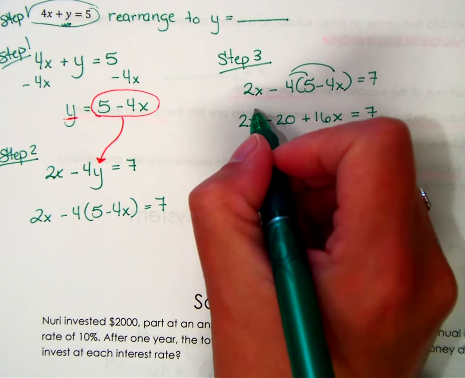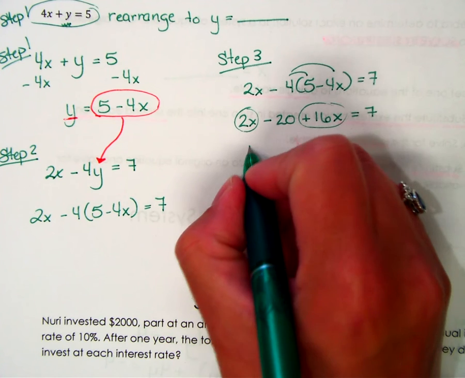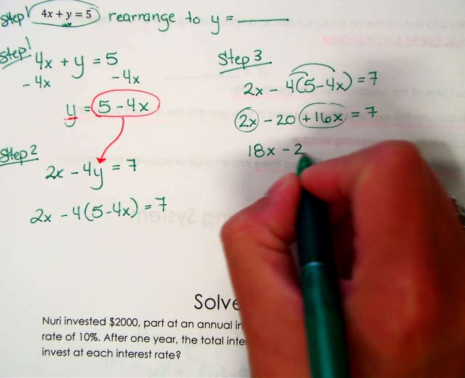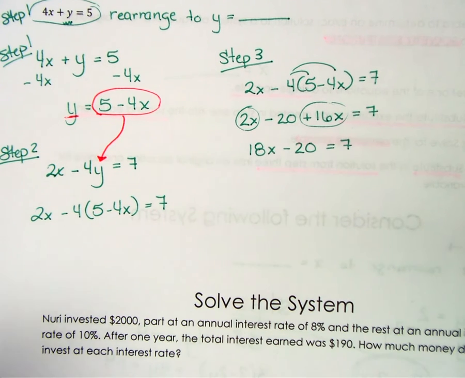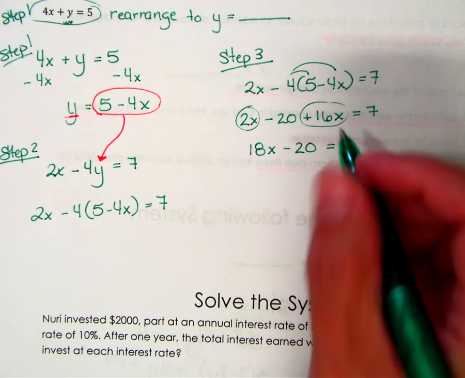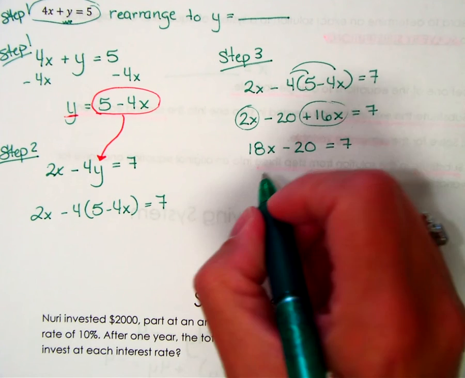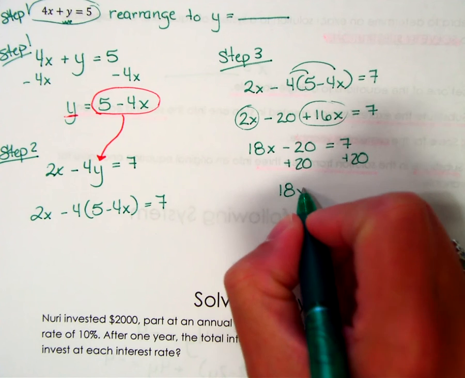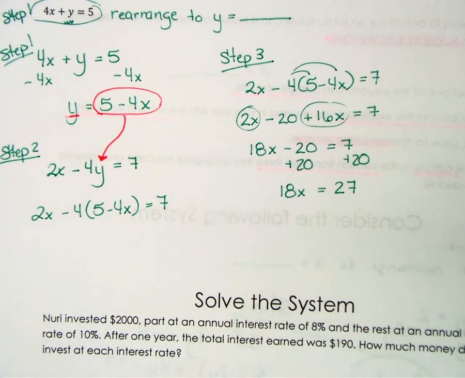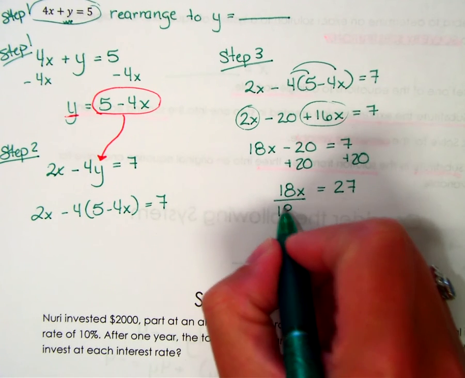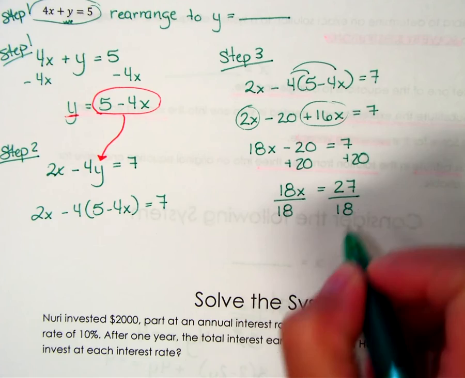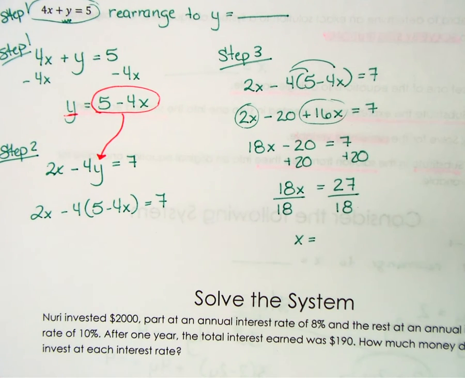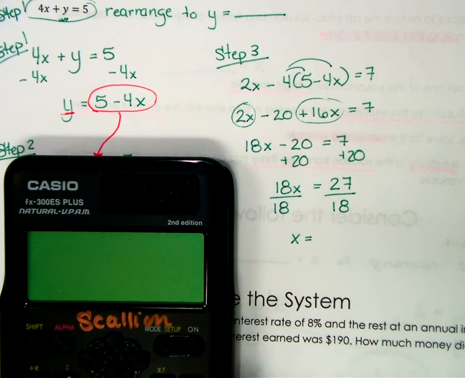I'm going to combine any like terms. So I'm going to combine this one and this one. So I get 18x minus 20 equals 7. So again, we are going to isolate that x. All right, so I'm going to add 20 to both sides. So 18x is equal to 27. Divide by 18, divide by 18. Now, your first instinct may be to, oh, I'm just going to go to my calculator. Let me grab my handy-dandy calculator, and I'm going to get a decimal.